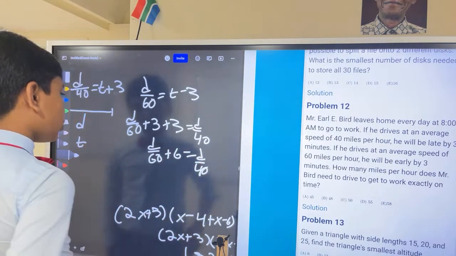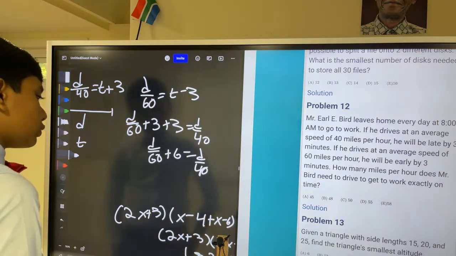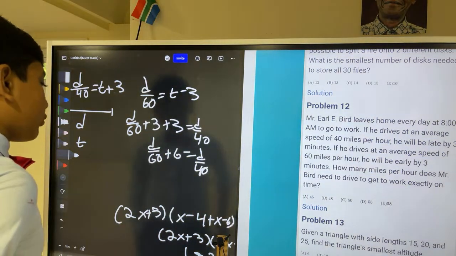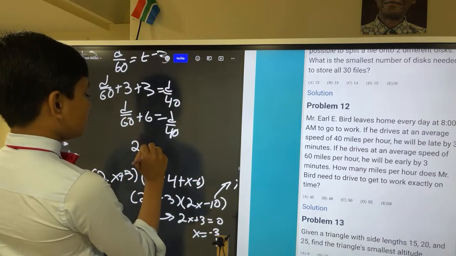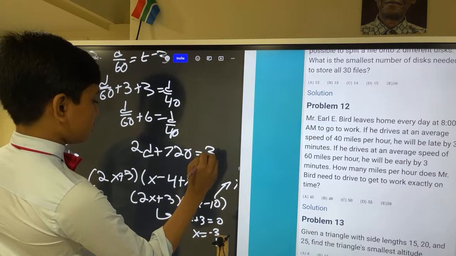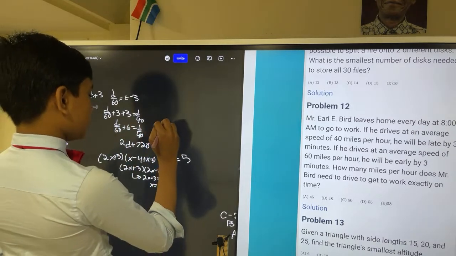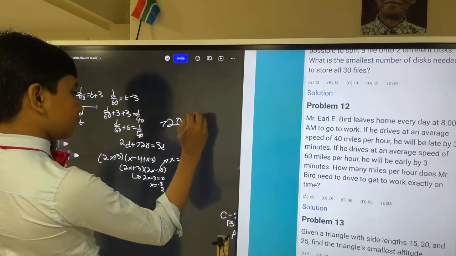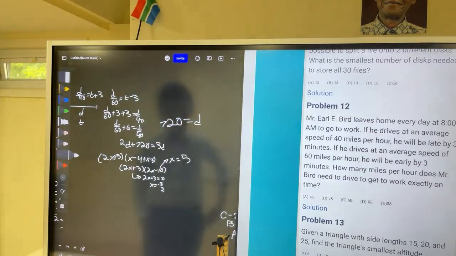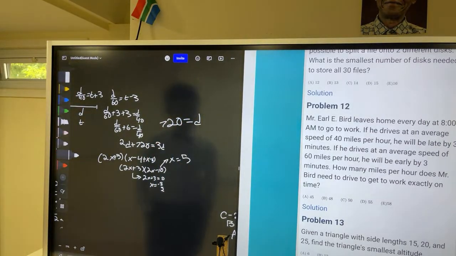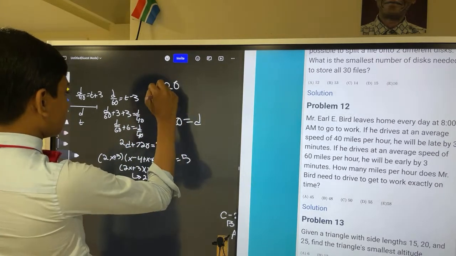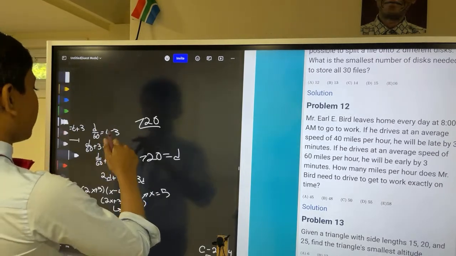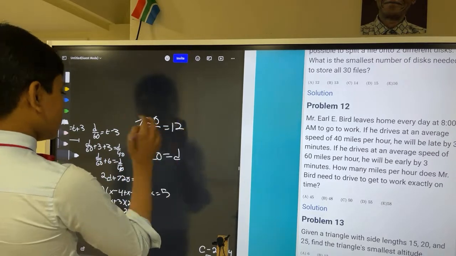Which means the common factor is 120, I think. What happens when we multiply everything by 120? Well, we get 2D plus 720 equals 3D. So 720 is equal to D. Well, this guy has to drive 720 miles to get to work. Alright. So, what time does he need to be there? Well, 720 divided by 60 means 12 hours.